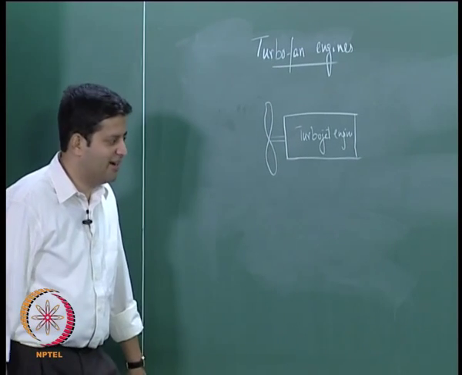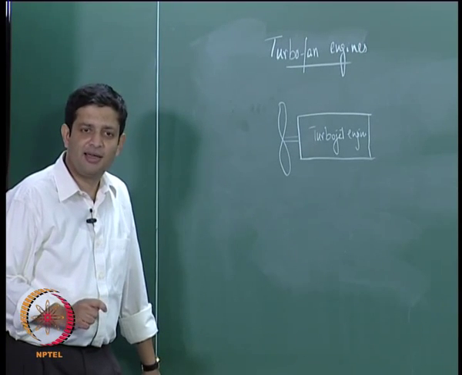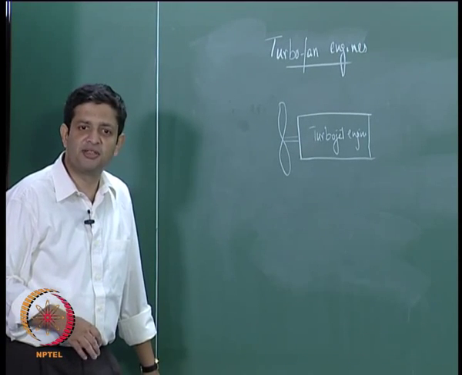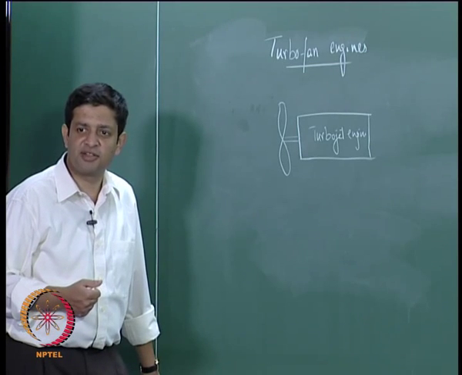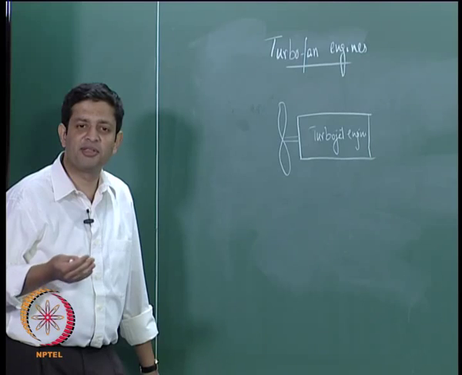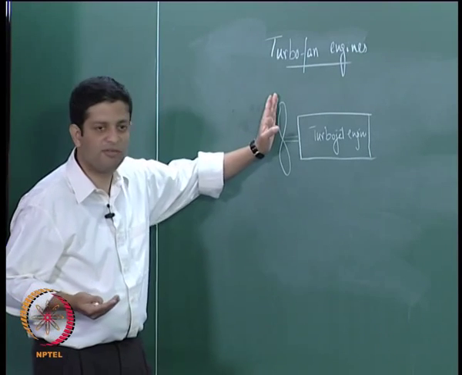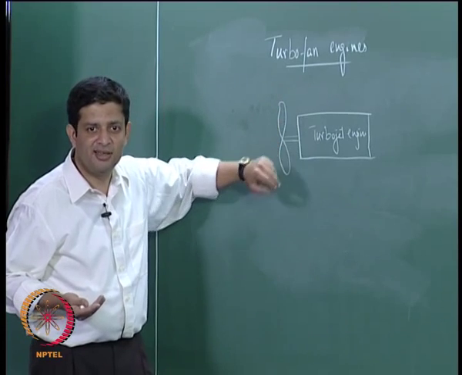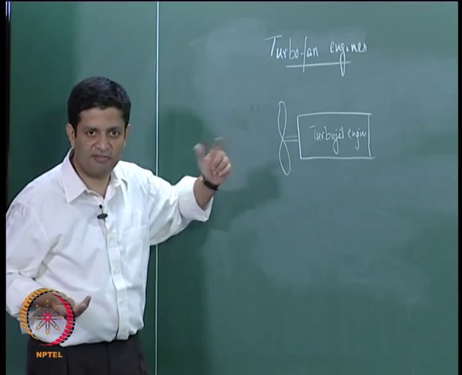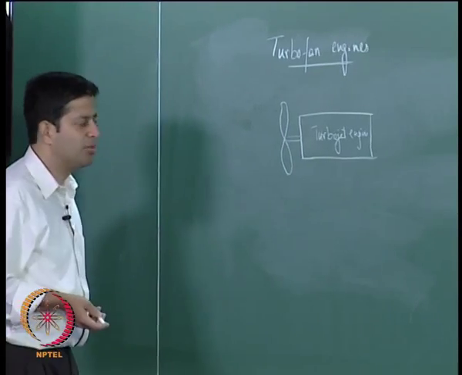So the idea was, why not reduce forward speeds ahead of this fan, and a simple way to do it is put a diffuser in front of it, right. If you put a diffuser in front of it, what happens is irrespective of the flight Mach number, you can control what is the flow speed upstream of the propeller or the fan, right. So that is the essential idea of a turbofan engine.